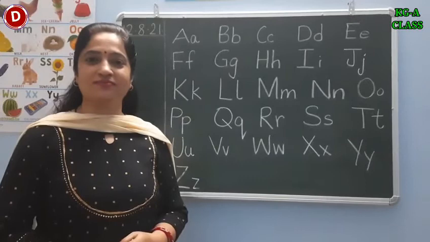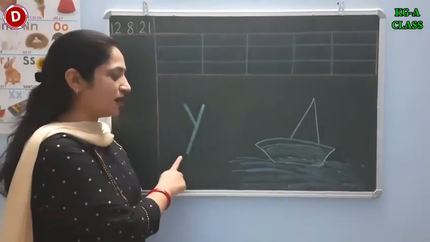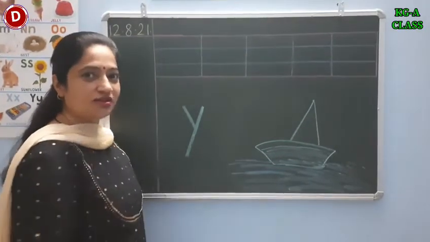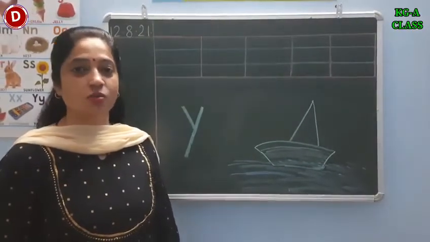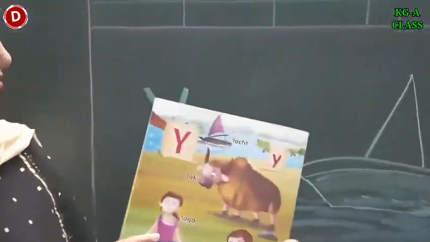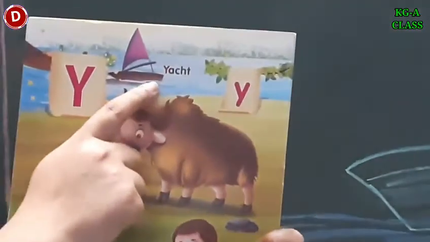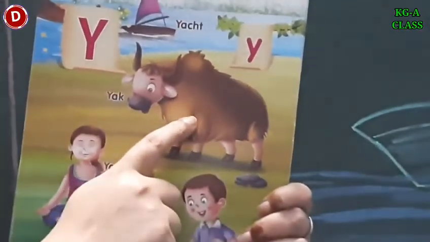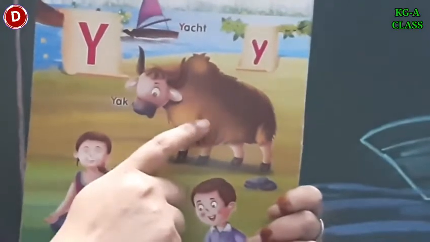to Z. Children, today I will teach you to write capital Y. This is capital Y, Y for yacht. Okay children? Now let's have a look. There are so many things which start with the letter Y. Look here children. This is capital Y and this is small y. Y for yacht. Y for yak. This is a big animal which lives in mountains. Okay. So this is yak.